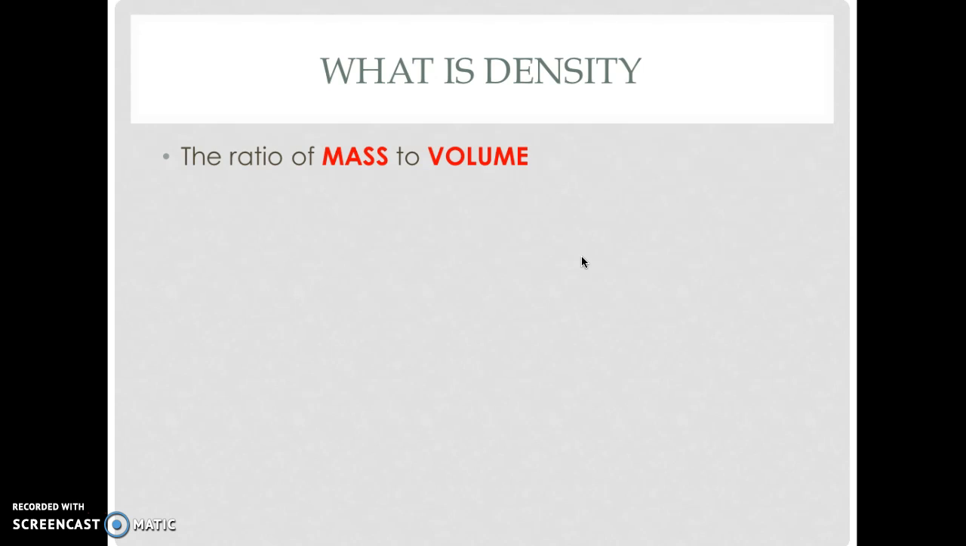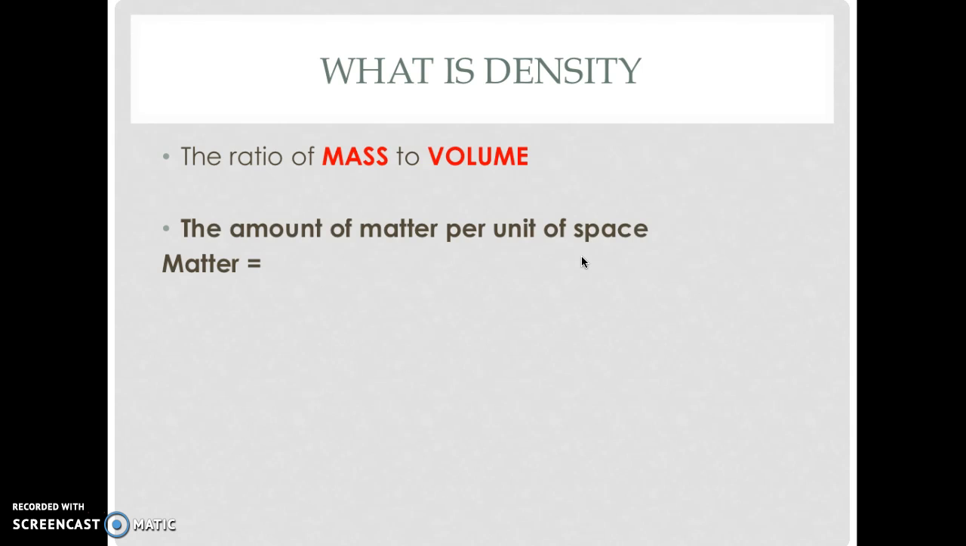Now, density is the ratio of mass to volume, the amount of matter per unit of space. What is matter? It is mass. The matter is mass, and per means divide, and space means volume. So mass divided by volume. This is one way to remember the formula.